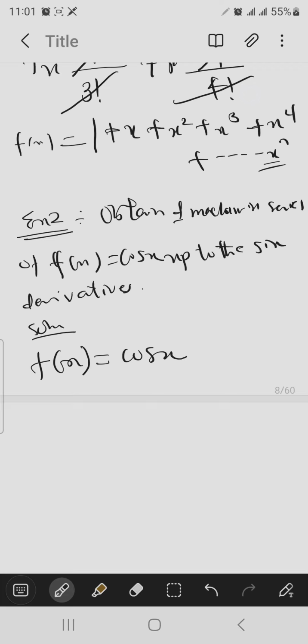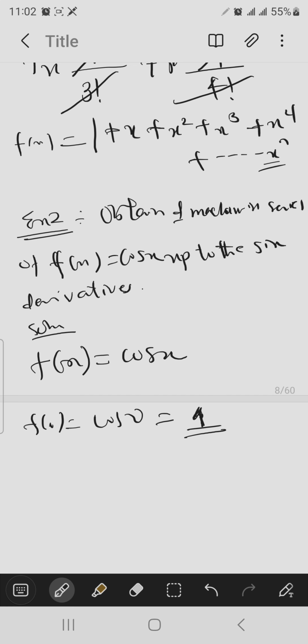Now the second question says that you should obtain the Maclaurin series for f of x equals cos x up to the 6th derivative. Doing this, you are going to find the first solution. So f of x is going to be cos x. The first thing you are going to do is that f of 0 will now be equal to what? Cos 0. Cos 0 is equal to what? 1.